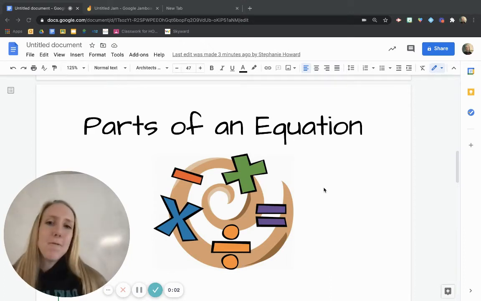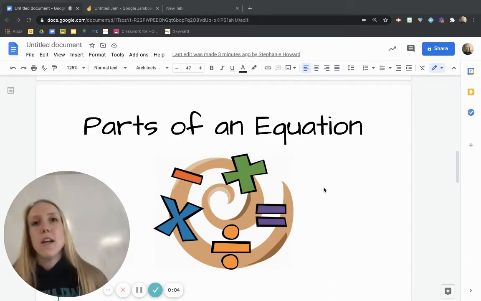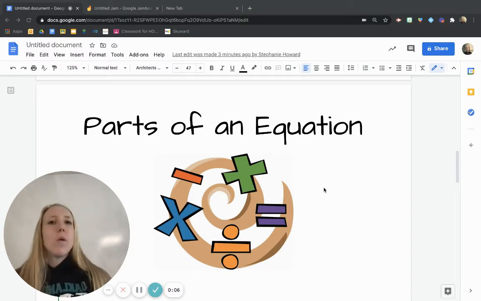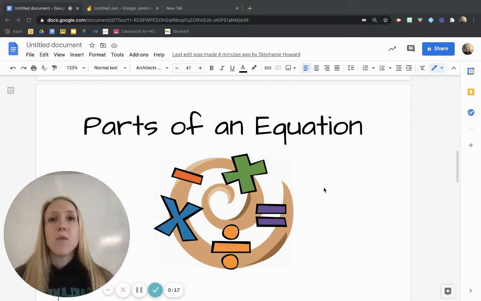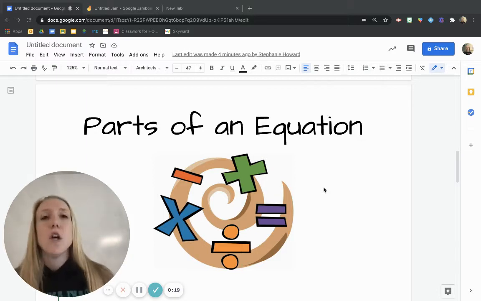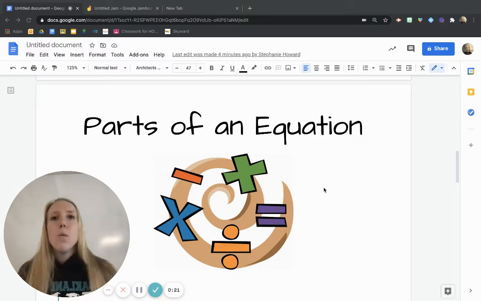Hi, today we're going to talk about parts of an equation. And you might not really know what an equation is. You might have heard people talking about solving equations or variables and all that kind of stuff. But today we're just going to look at parts of an equation, okay? So that when we get to solving equations, we can really know what we're talking about.